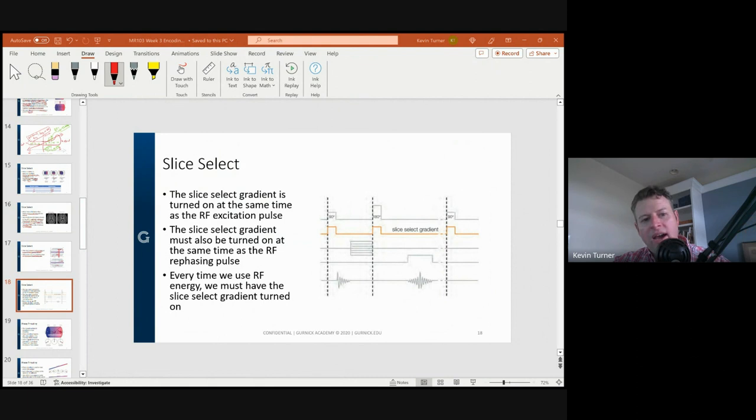Everything we run in MRI is a pulse sequence. T1 weighted fast spin echo. Sagittal, T2 weighted gradient, T2 star weighted gradient echo. Those are all one set of images, is a pulse sequence.